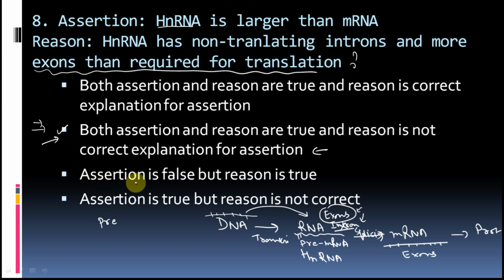The next option is that the assertion is false. The assertion is not at all false, so this can't be the option. Assertion is true but reason is not correct. This is also not completely correct, because half of the reason is correct. So this should be the correct option.